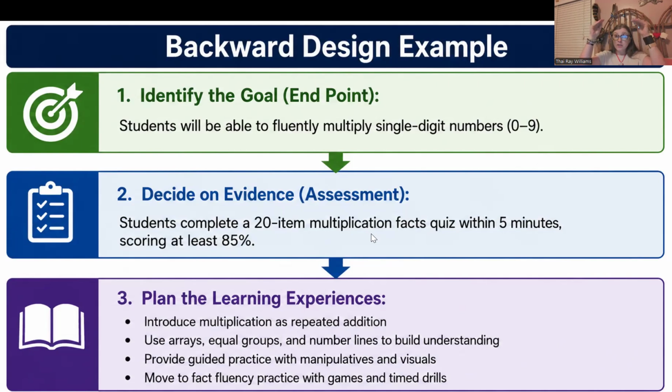So you can see I started with my end goal, and then I looked at my assessments, decided on how I'm going to assess those students to know if they reached that end goal. And once I determine that assessment, then I'm going to plan my instruction.